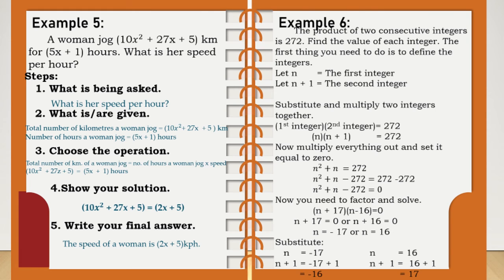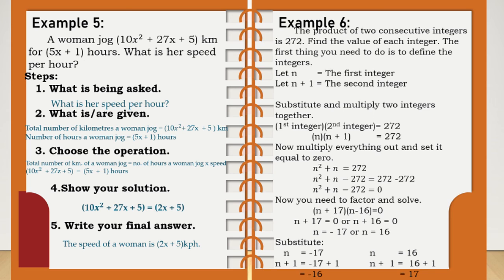Example 6. The product of two consecutive integers is 272. Find the value of each integer. The first thing you need to do is to define the integers. Let n be the first integer. Let n plus 1 be the second integer. Then substitute the two integers together. First integer times second integer is equal to 272. So we have n times (n plus 1) is equal to 272.